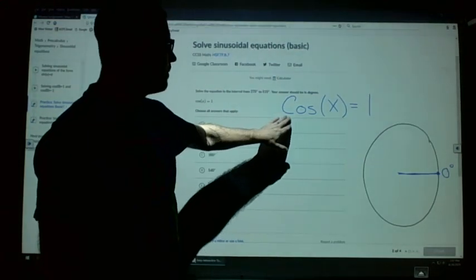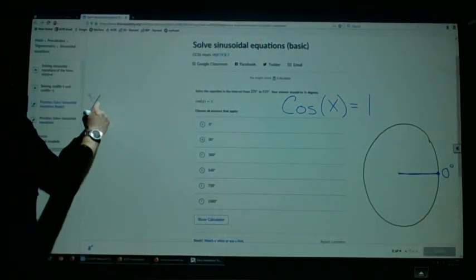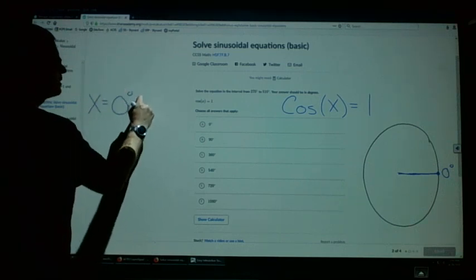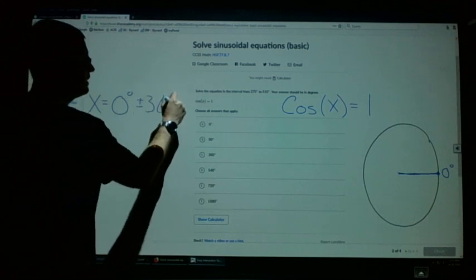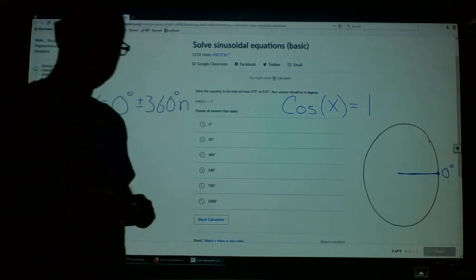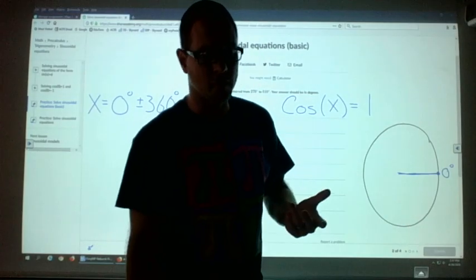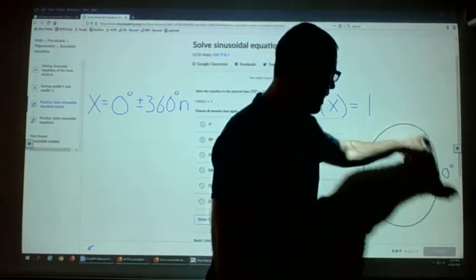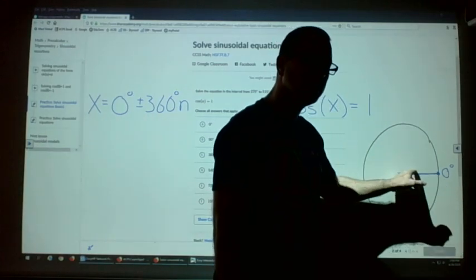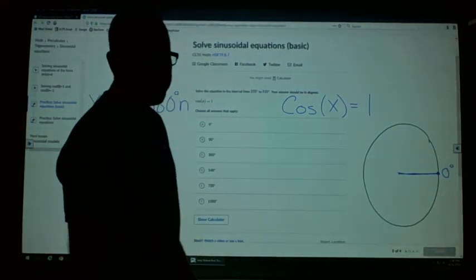I know that if cosine equals 1, then x is equal to 0 degrees plus or minus 360 degrees n times. Again, that's my first solution, but cosine and sine repeat themselves. In fact, all trig functions repeat themselves. So it goes around the circle again. Now we're at 360. We've spun 360 degrees. We're right back at the same point. If we go around the circle again, 720.